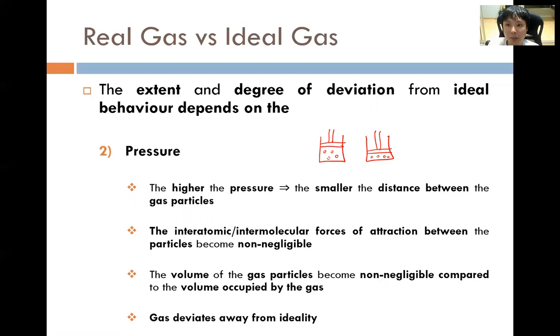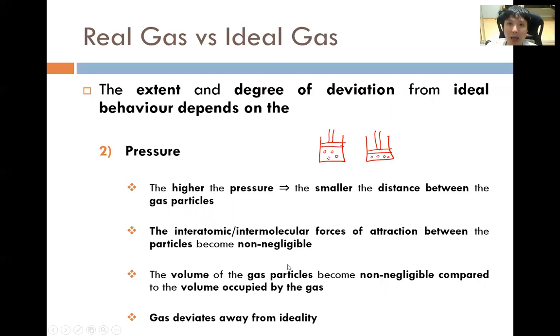So when you increase the pressure, you cause the particles to be more closely spaced. And as we have mentioned, if the particles are more closely spaced, then the intermolecular forces of attraction between the particles will be more significant, which will cause it to deviate further away from the assumptions of the ideal gas equation. Hence, the higher the pressure, the smaller the distance between the gas particles. And if the distance is smaller, then the intermolecular forces of attraction between the gas particles will become stronger, more non-negligible. Moreover, the volume of the gas particles will become more non-negligible compared to the volume occupied by the gas, and hence, under conditions of high pressure, the gas will deviate away from ideality.